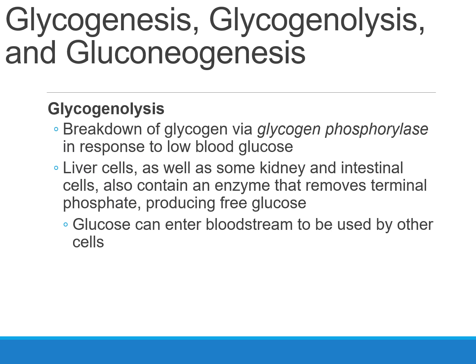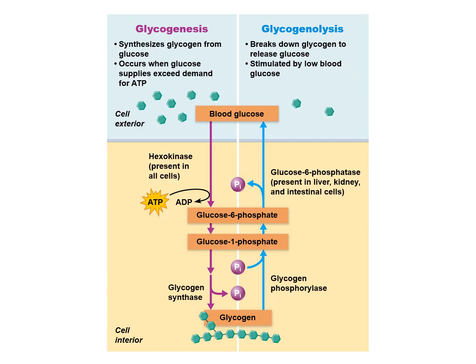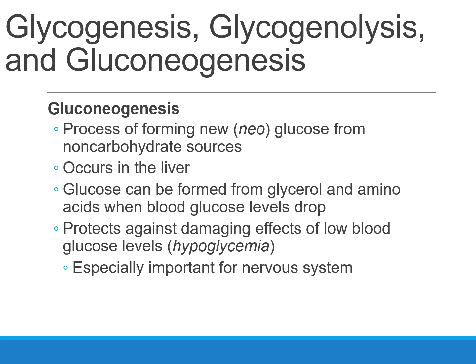So the liver cells, as well as some of your kidney and intestinal cells, also contain an enzyme that removes the terminal phosphate, which produces free glucose. Now that glucose is free to enter into the bloodstream to be used by the cells as fuel. So they're showing you that whole process of glycogenesis and glycogenolysis in response to our blood sugar number. This is what's happening all the time with the help of insulin, obviously, and glucagon.